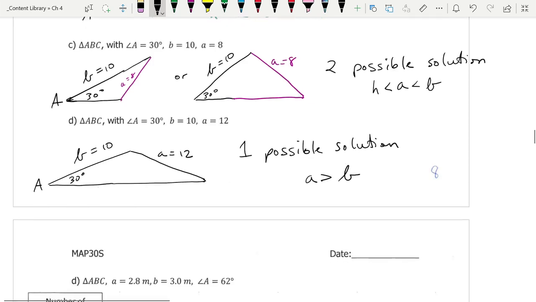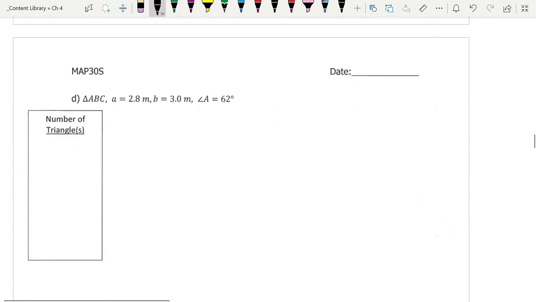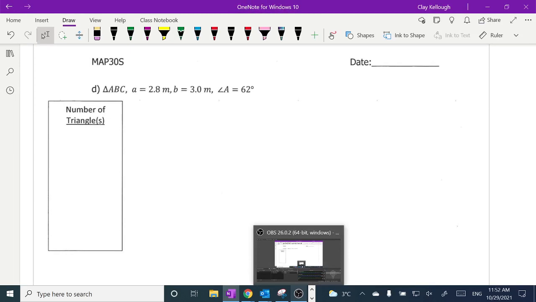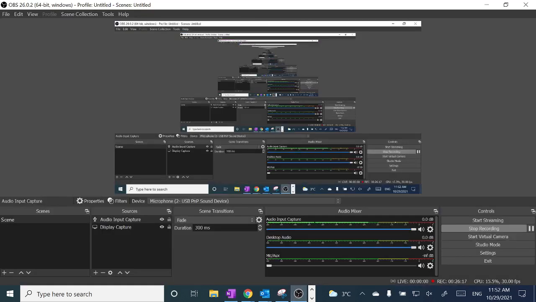All right. Your turn. I'll give you a minute. I'll pause the video. Feel free to talk to the person next to you. Feel free to try to workshop this out. How many triangles is there in D? 1, 2, or none? And what kind of triangle are we looking at? So I'll give people a minute to play with this. I'll pause the video. And then we'll come back.